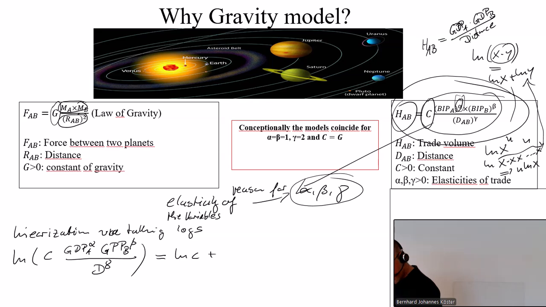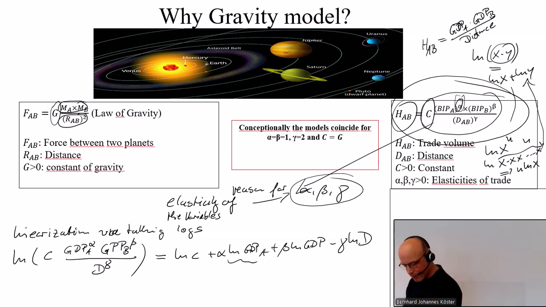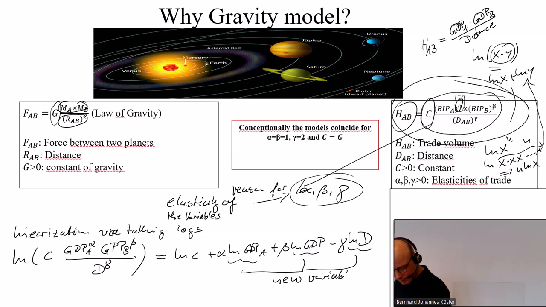So we obtain then ln C plus alpha ln GDP A plus beta ln GDP B minus gamma ln D. And then you have new variables, and you can fit the data with a multiple linear regression.